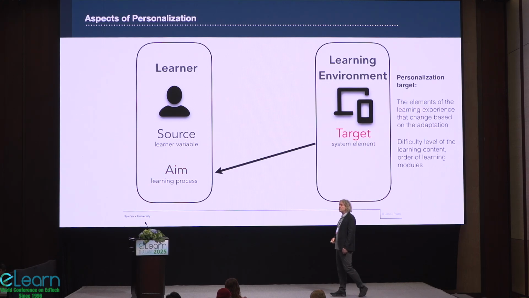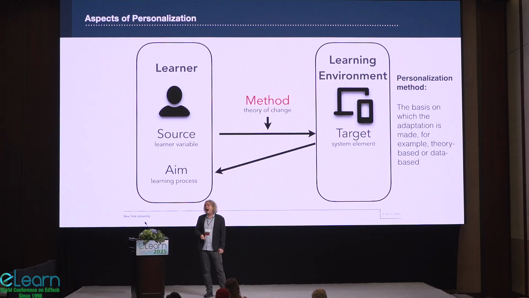I do that with the personalization target, and the personalization target is what I change in the environment. So it is the element of the learning experience that changes based on the adaptation. Could be the difficulty level, could be learning content, could be the order of learning modules, could be different interactions. So the way how I do that is called the personalization method. The method says I observed a certain source, I want to change something in the learning process, that's my aim. Here's the method on how to do that.